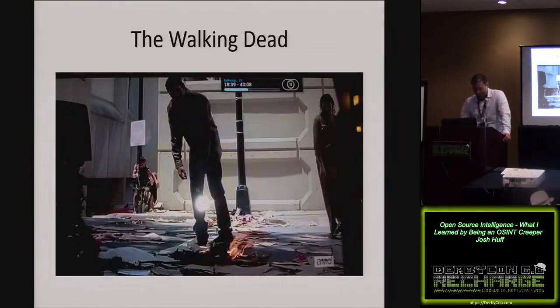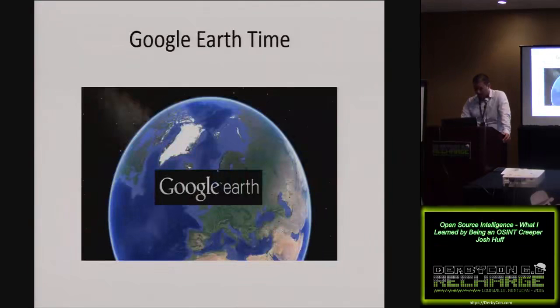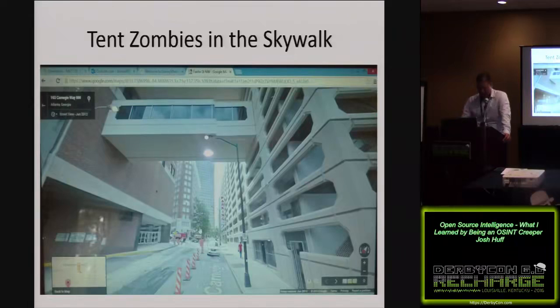The Walking Dead. I had a trip to Atlanta last year, and the weekend after I got back, I just noticed something in the background. That attention to detail comes in handy when you're doing OSINT stuff. So, hey, that looks really familiar back there. So, watch a little further. I see another scene with that same parking garage. You know what? I walked right by there. Pull up Google Earth. All of a sudden, you can get the address. 163 Carnegie Way. That's where the tent zombies were in the Skywalk.